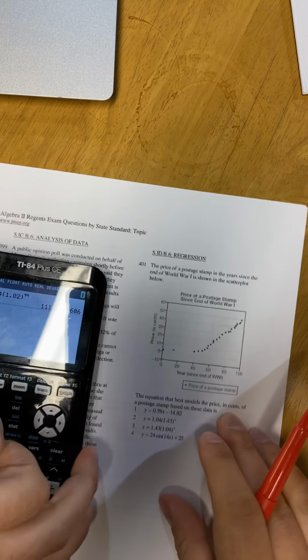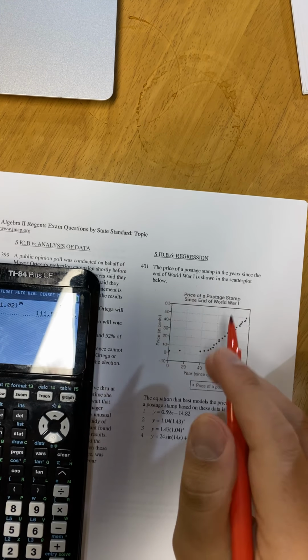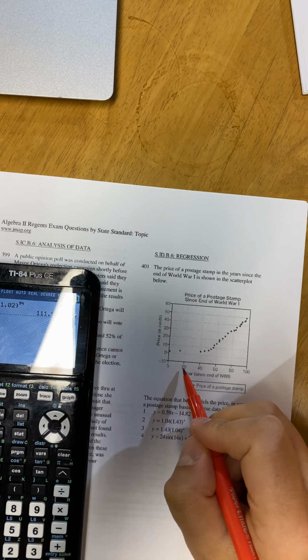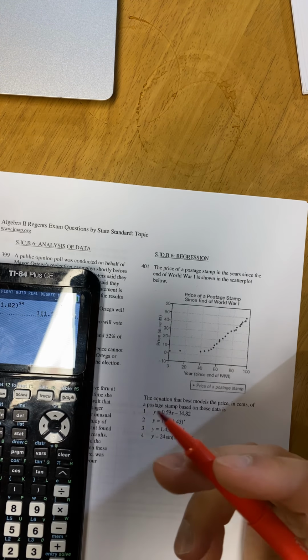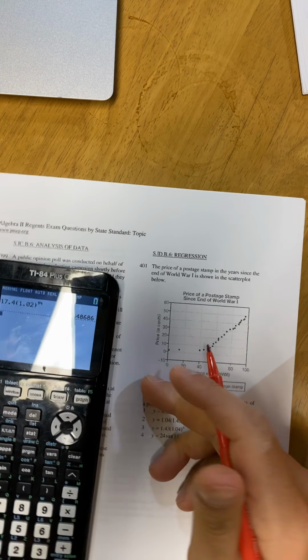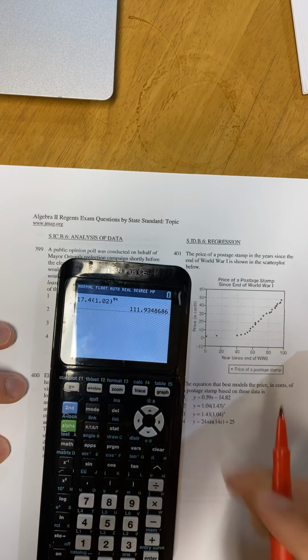401. The price of a postage stamp in the years since the end of World War I. So that's 20 years after the end of World War I. When did World War I end? I don't know, 1942, or is that when it started? I'm not sure. We're going to need Mr. Scott on that one.